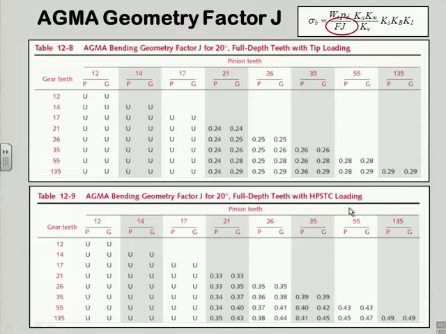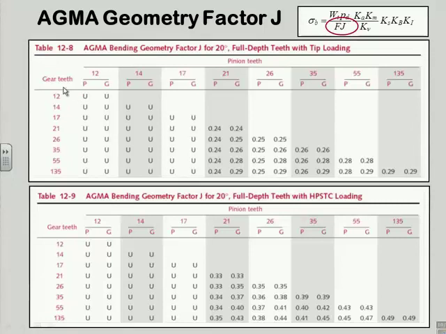And numbers are a good bit different, 0.24 against 0.33. And that's in the denominator too, I think, so smaller numbers are going to drive the stress up more. So the tip loading will give you higher stresses than this highest point of contact.